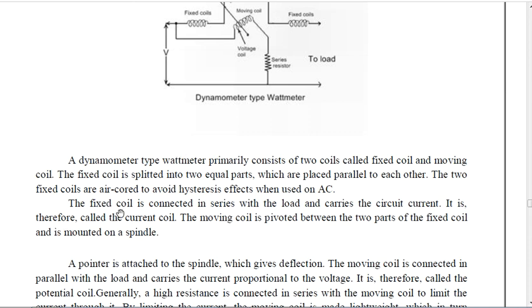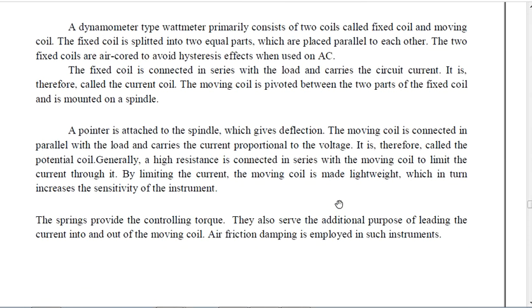The fixed coil is connected in series with the load and carries the circuit current. It is therefore called the current coil. The moving coil is pivoted between the two parts of the fixed coil and is mounted on a spindle. A pointer is attached to the spindle, which gives the deflection. The moving coil is connected in parallel with the load and carries a low current proportional to the voltage. It is therefore called the potential coil.